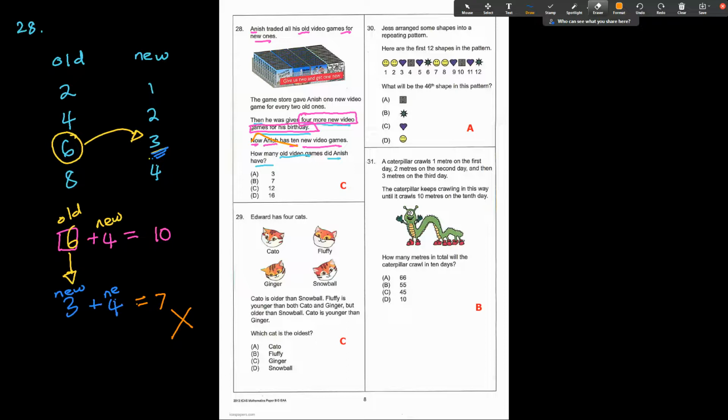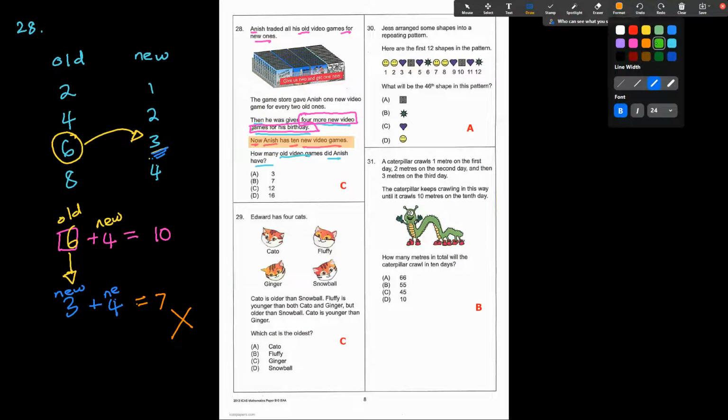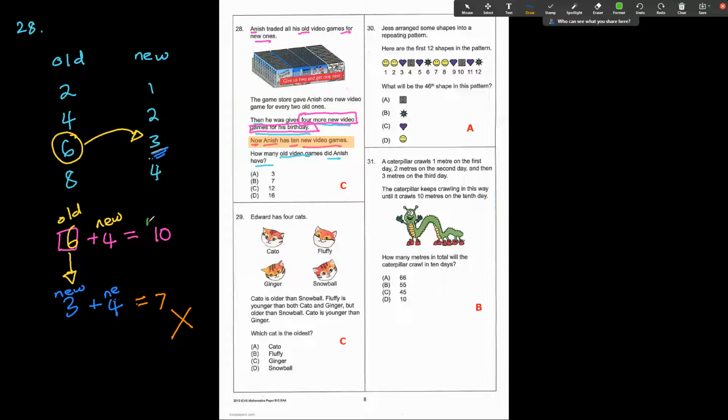And at the same time, can you see in the question, it says here, Anish has 10 new video games. So what did I say? I said he's got 10 new video games. I said this is old, so this is wrong. This is supposed to be new because 6 new plus 4 new is 10 new. So that means I had to convert it into old video games, and that's where the problem comes in. So if I have 6 new video games, how many old video games do I have to give up? 12. And that's where the answer 12 comes in over there.